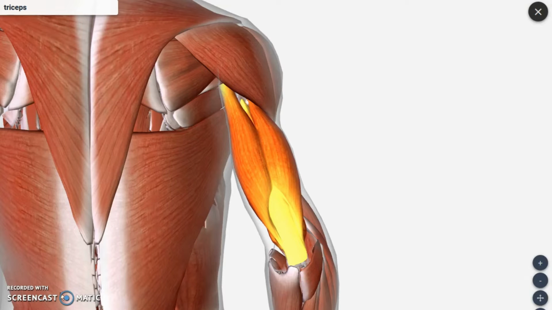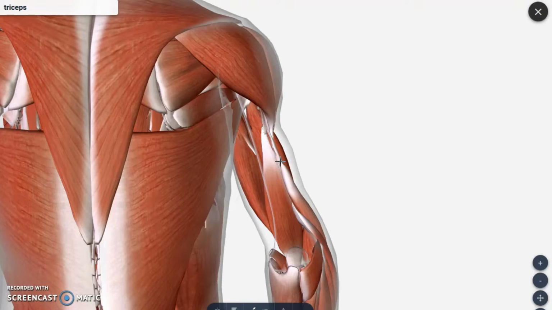Here you have to remember we have some structures submerged in this posterior compartment, and those structures are the nerves and vessels present there. And here what we have shown is only about muscles.